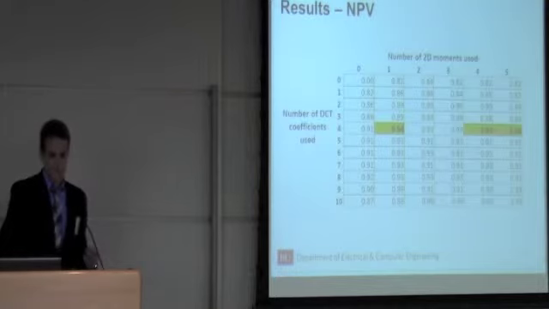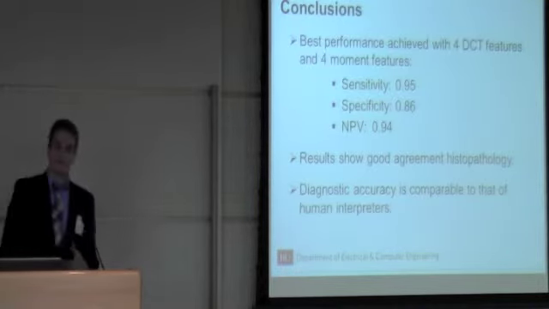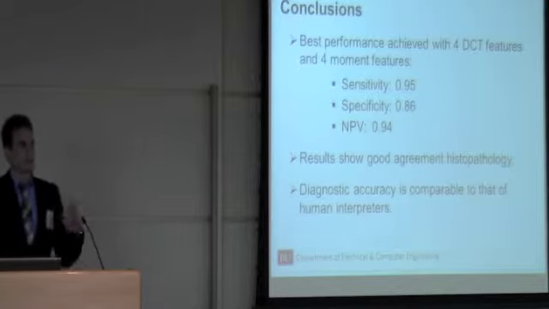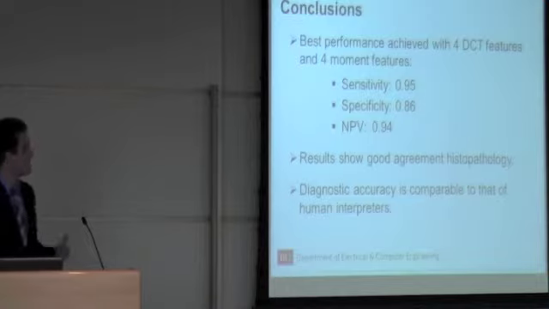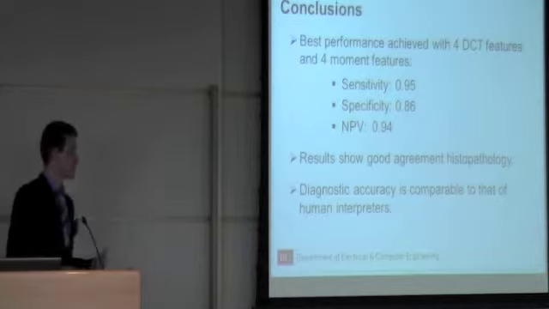So to summarize this, best performance was achieved with 4 DCT features and 4 moment features, giving a sensitivity of 95%, specificity of 86%, and negative predictive value of 94%.